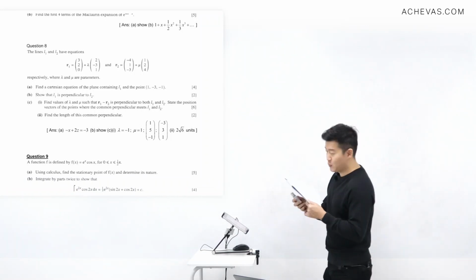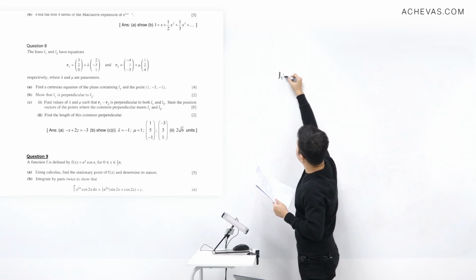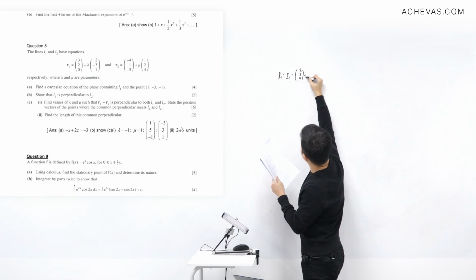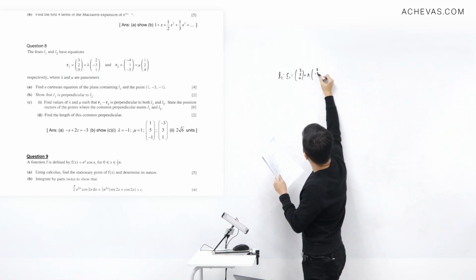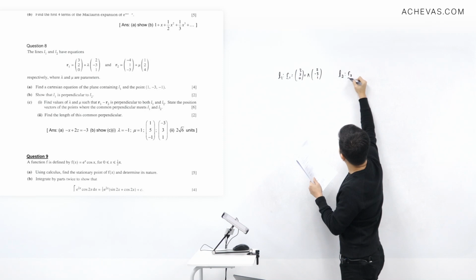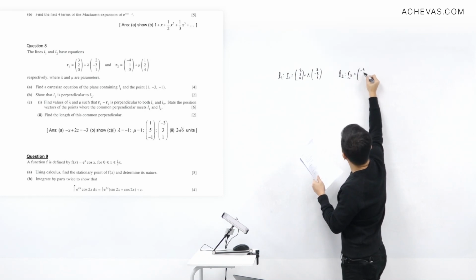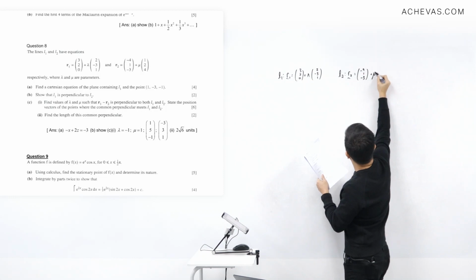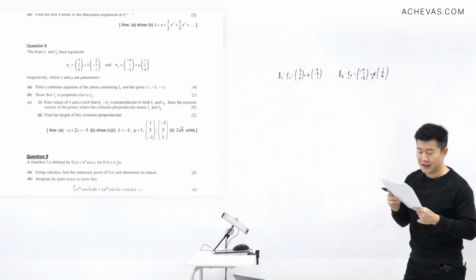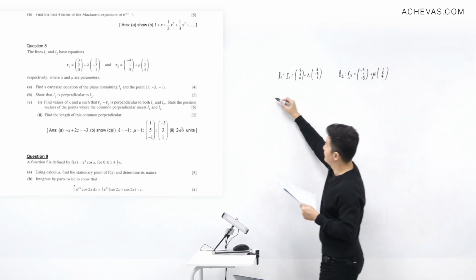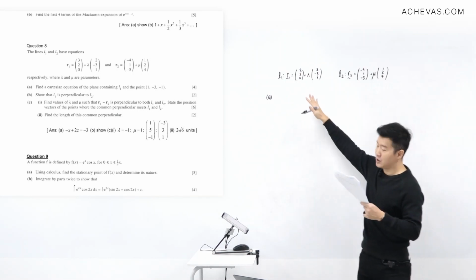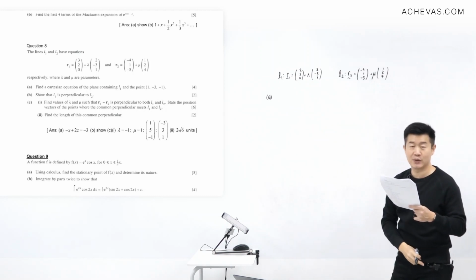In question number 8, we are given line L1 as r1 equals (3, 2, 0) plus lambda of (2, -3, 1). And we are given L2 as r2, which is equal to (-4, 1, -3) plus mu of (1, 2, 4). In part A, we are supposed to find the Cartesian equation of the plane that contains L1 and the point (1, -3, -1).